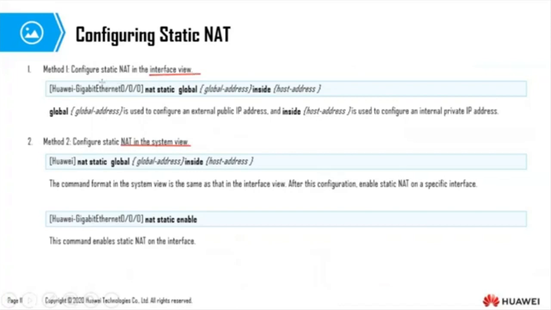So by interface view, it means you go into a particular interface, for example, the G0/0/0, then you use the command nat static global. Then you give a global IP address. So use the keyword global, then a public IP address. A global address means a public address. Then the keyword inside, then a private IP address. Are we together?